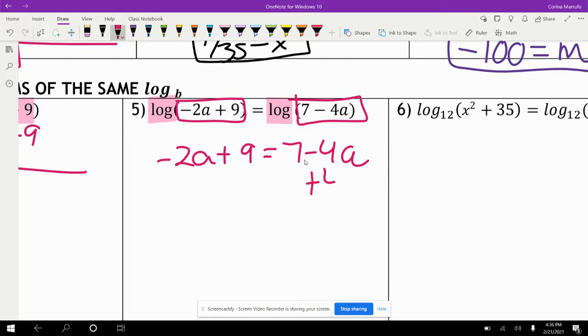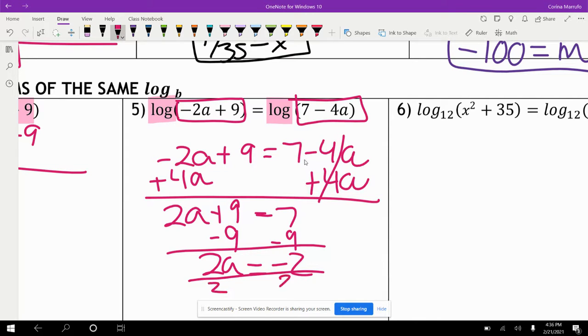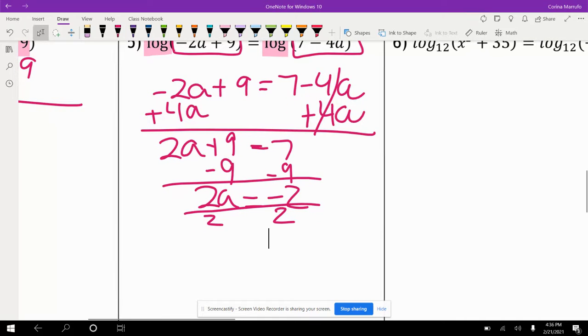So I'm going to go ahead and move over this 4a by adding it. So what I do to one side, I've got to do to the other side. This cancels. This gives us 2a plus 9 equals 7. We go ahead and subtract the 9, and we get 2a equals negative 2. We divide by 2 to solve for a, and we get a equals negative 1. And that's it.